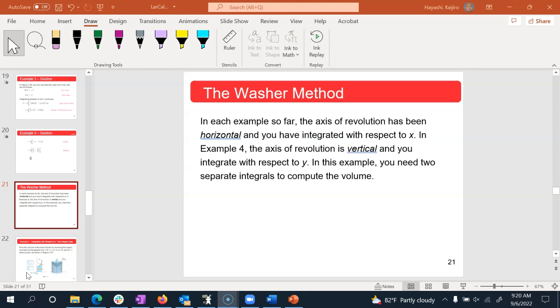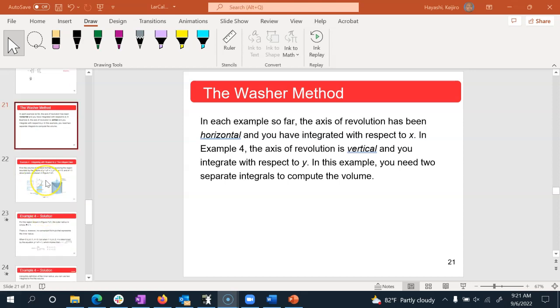All the examples we've been doing have all been dx integrals. The slices have all been sort of vertical, and the axis of rotation has been horizontal, and so they've all been dx integrals. Now we're going to look at an example of what happens if the axis of revolution is vertical instead, and you kind of actually know that. That's going to result in a dy integral. But let's see how that's going to affect this particular shape.